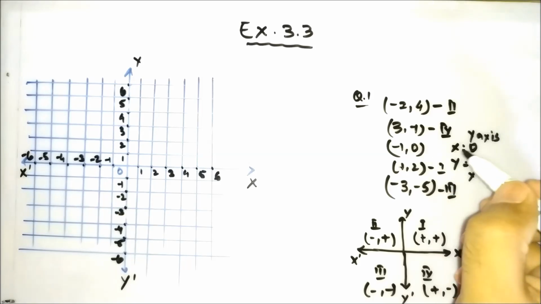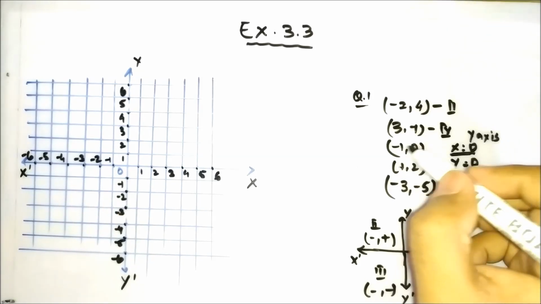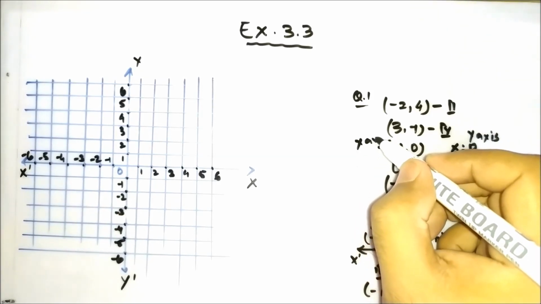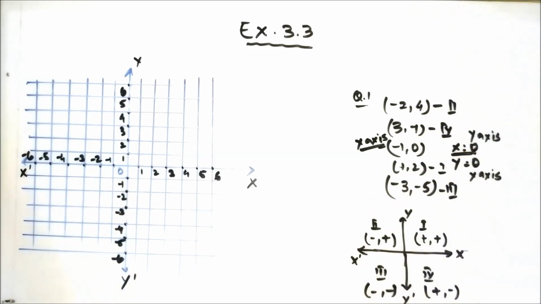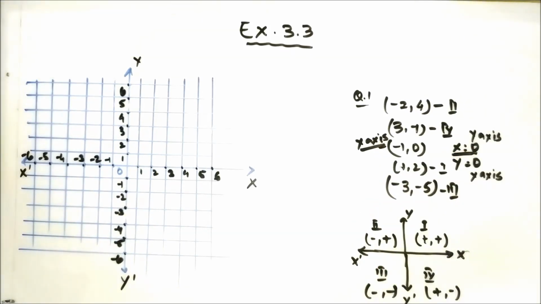If y is 0, it lies on the x-axis. So this coordinate will lie on the x-axis. I hope you understood how to represent on which quadrant or on which axis a point lies. Now let us mark this point to verify the thing that we have done.